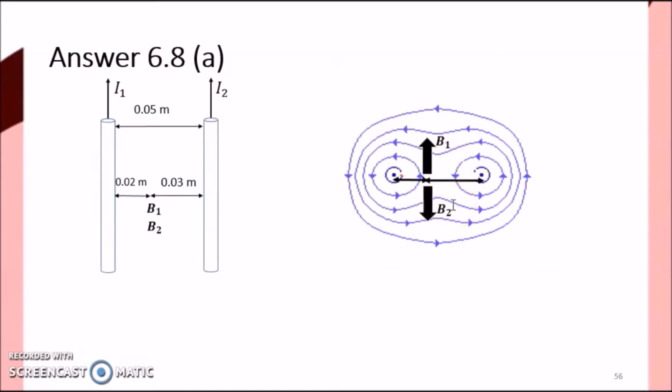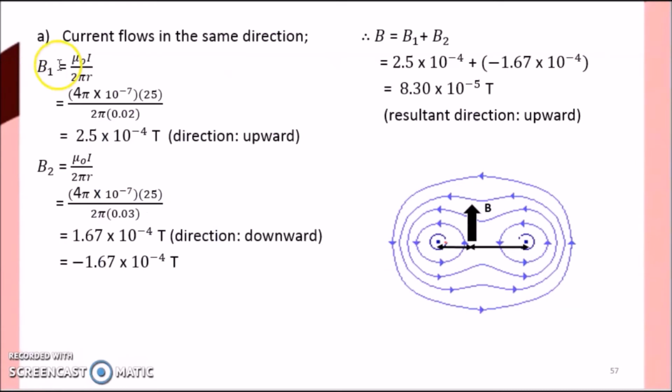We use the equation B equal to mu naught I over 2 pi r. So, mu naught is permeability constant, 4 pi times 10 to the power negative 7. I is the current that flow through each wire. 2 pi r. R adalah jarak point tersebut daripada setiap wire. So, kalau untuk B1 ni, R dia adalah 0.02 meter. Kalau untuk B2, R dia adalah 0.03 meter. So, kita cari B1, kita cari B2. So, when you get B1, ni baru magnitude.